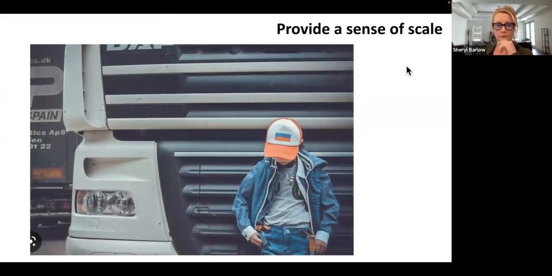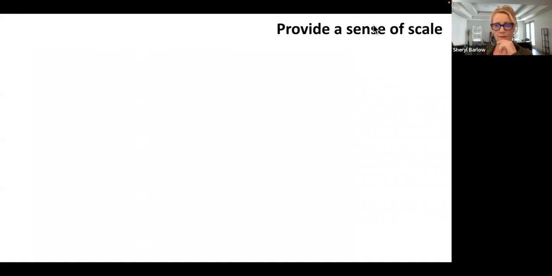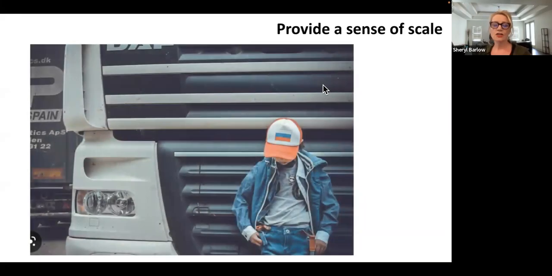Number 2, let's see. Sorry, my little box is covering it. Provide a sense of scale. So for instance, if you've got something small, put it by something big. That's another trick to make a photo really interesting, like we did with this child in front of a truck.